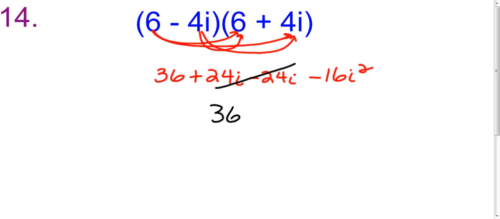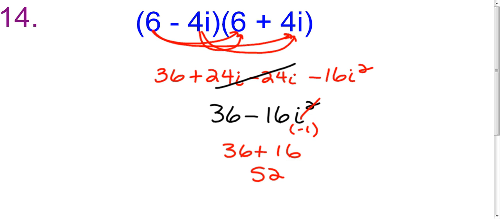So now what I have left is 36 minus 16 times i squared. But what we need to remember is that i squared is really negative 1. So we have negative 16 times negative 1, which turns into positive 16 instead. So we have 36 plus 16, which we know makes 52.